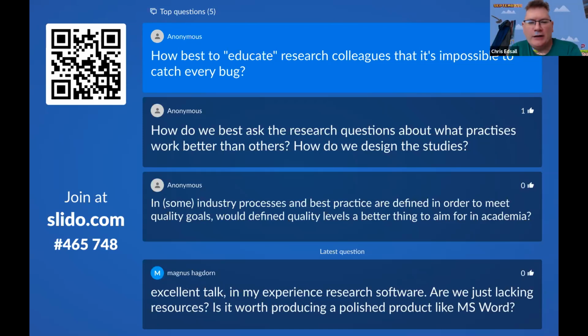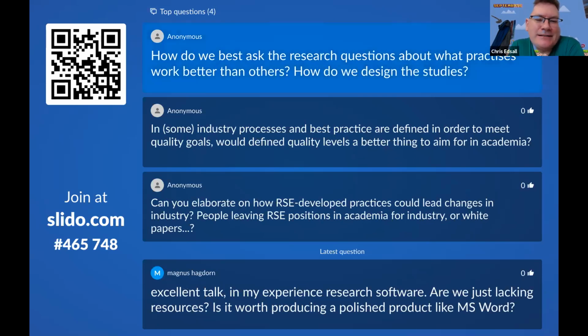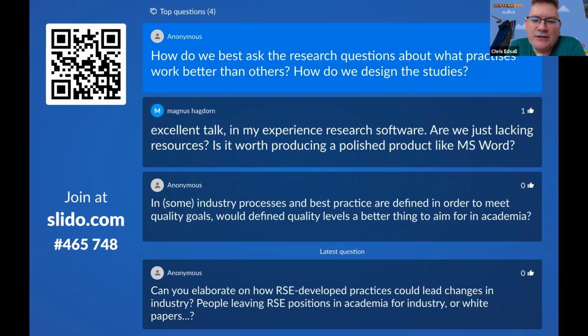So there's a vote for the prolific Anonymous, another question of theirs. How do we best ask the research questions about what practices work better than others, and how do we design the studies? It seems like applying academic research to the process of research software engineering. And it's exactly that. I am at the end of the first year of a PhD on asking exactly that question. If you come back in 2 years, I will have a competent answer for you, hopefully, or I might have iterated towards something else, if I listen to my own ideas.